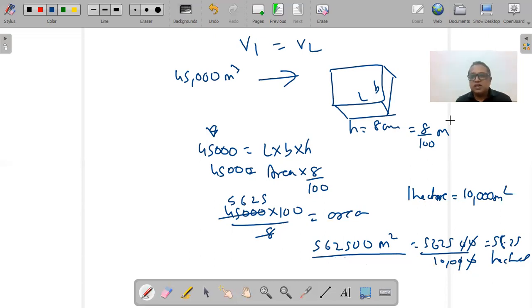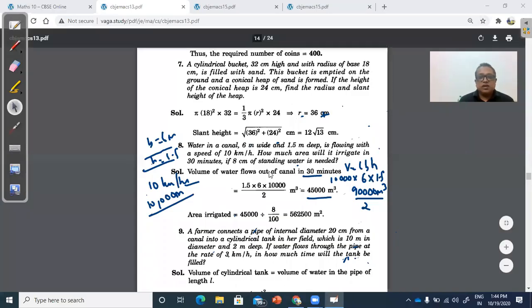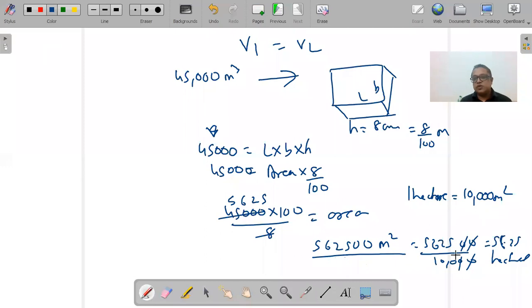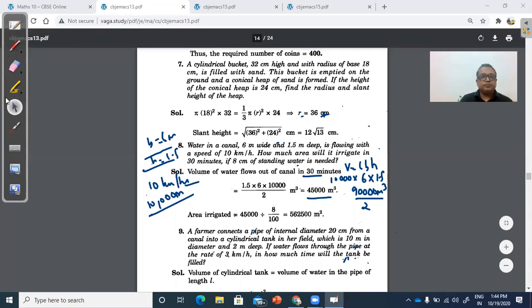56.25 hectares of land can be irrigated in 30 minutes if 8 centimeter of water is required. So here they have left the answer in meter square. I think in the textbook they have written in hectares. So it is better that you convert into hectare because more than 10,000 meters square will become 1 hectare. So we normally convert into hectares. So divide by 10,000, 1 hectare is 10,000 meters square. Divide by 10,000, 56.25 hectares.